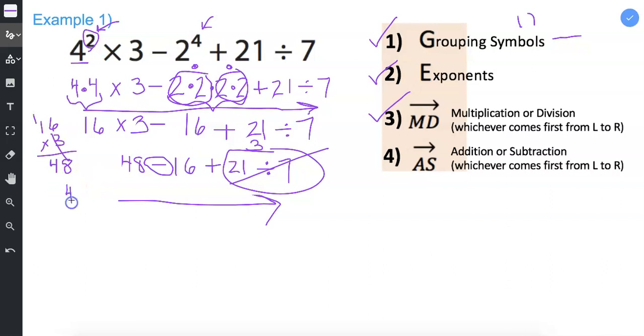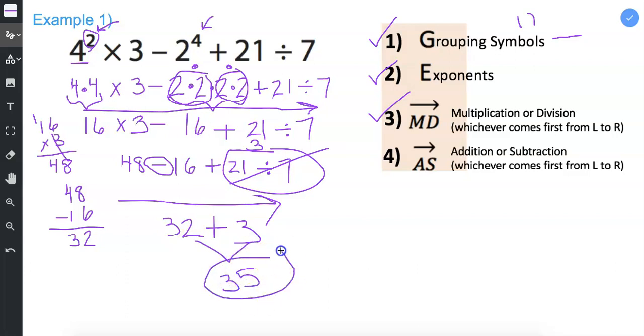You can probably complete 48 minus 16 in your head. If you can't, just record it on your paper and then subtract like you know how to. 8 minus 6 is 2, and then 4 minus 1 is 3. So we get 32. Bring down the addition sign, bring down the 3. 32 plus 3 gives me 35, and we have completed the problem.